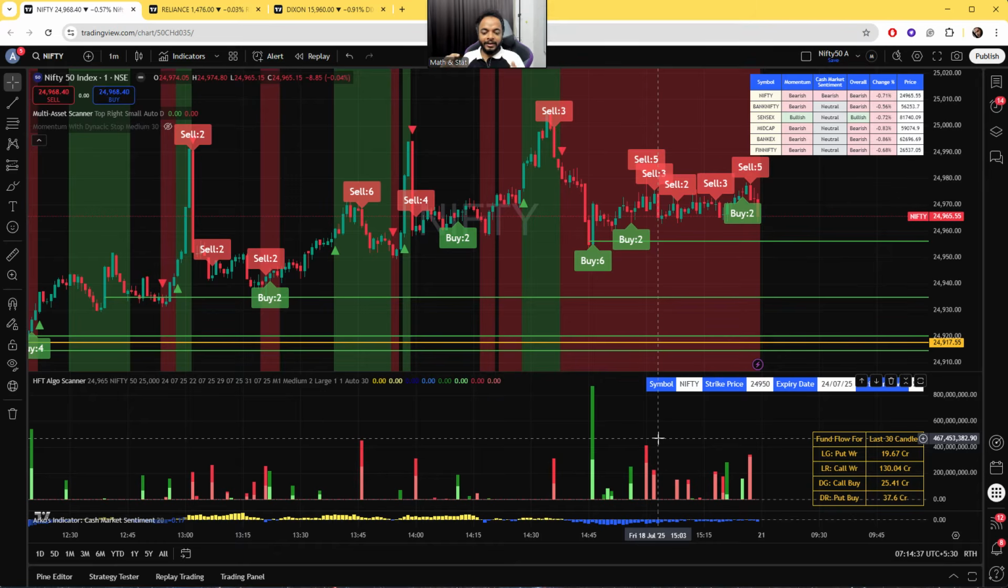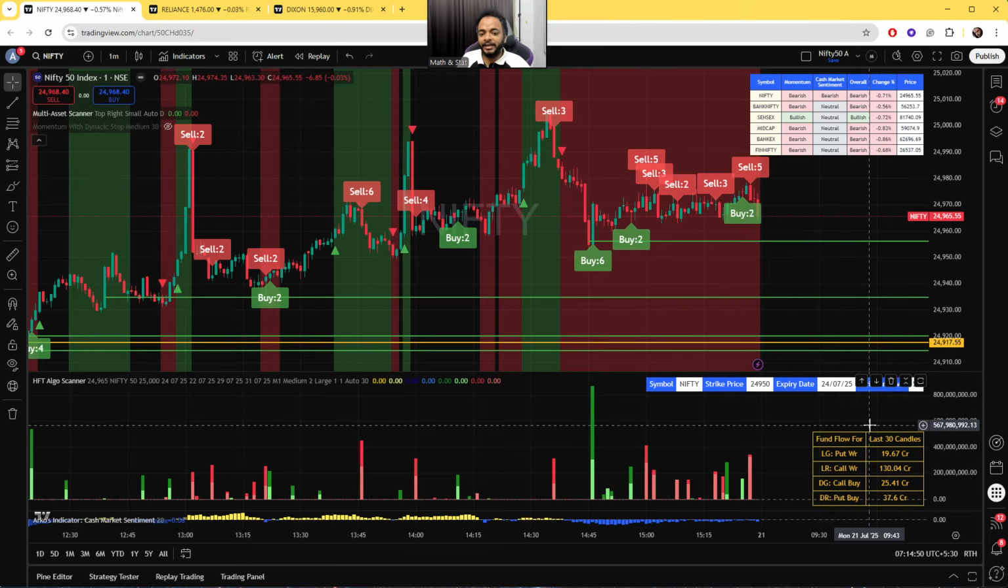So market ends, and I can very well see the last day's last 30 minutes activity, whatever happened. Now if you are on a 3 minute chart, that means last 30 candles means 3 into 30, last 90 minutes. So please be careful about that. That's why it's clearly written last 30 candles. Okay, so that is the thing.